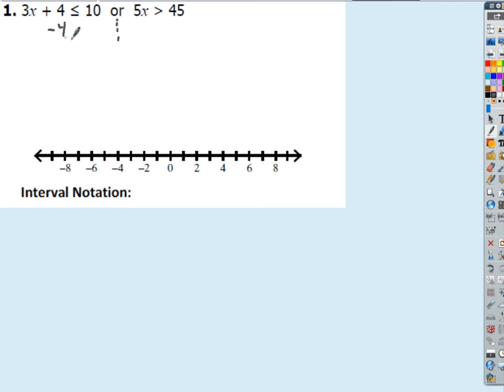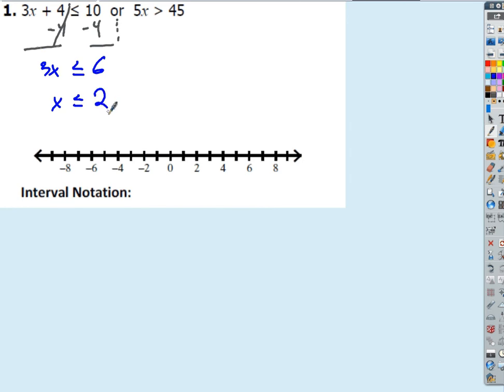Subtract 4 first. We're just using inverse operations, of course, so that cancels those. And then we get 3x is less than or equal to 6. Good. Last step? Divide by 3. If I divide by 3, I just get x is less than or equal to 2. Okay, so there's one part of my answer.